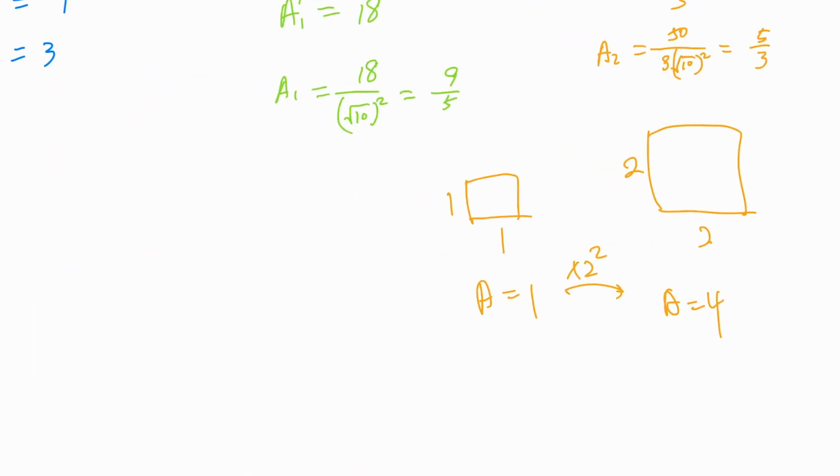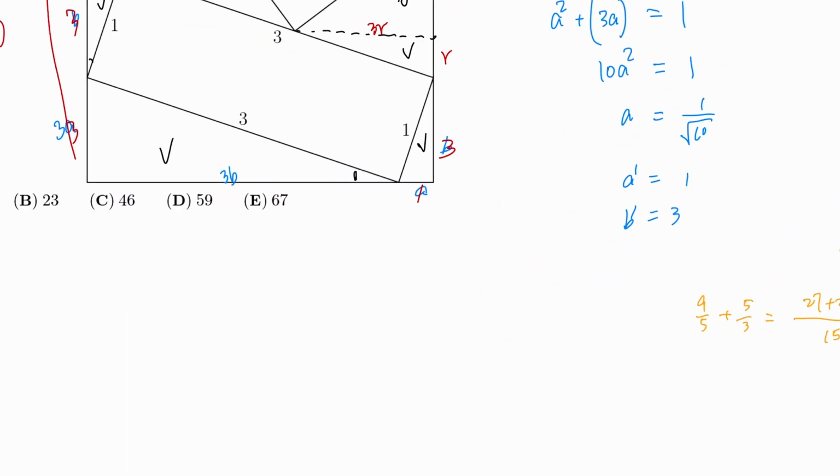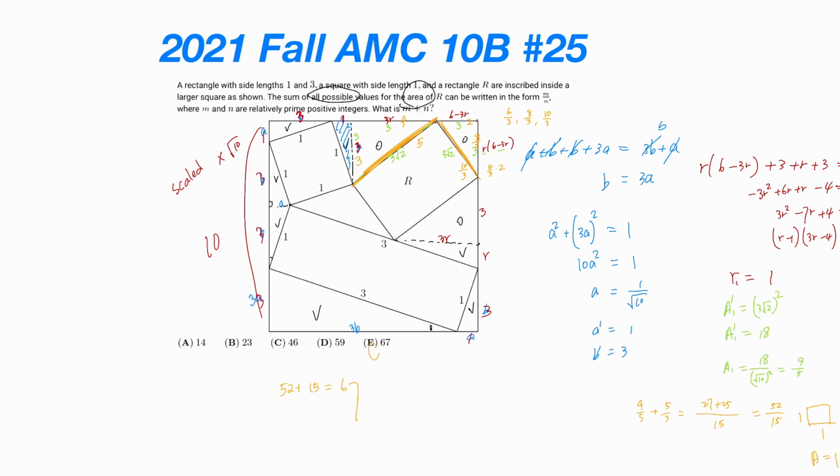Now we have to add up the possible values, which is 9 over 5 plus 5 over 3. Find the common denominator. We get 52 over 15. And if we add up 52 plus 15, we get 67, which is our answer choice E. And that will be our answer for this problem.